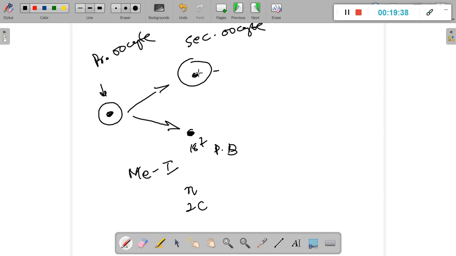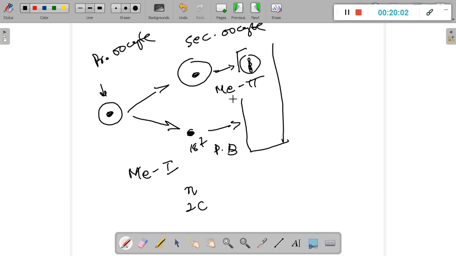So here the events start to take place: prophase 2 and metaphase 2. The chromosomes that were here will be aligned on a metaphase plate like this, right? So what happens? The secondary oocyte starts to undergo meiosis 2. The polar body also starts to undergo meiosis 2. But both of these structures, again, for the second time, are now frozen at metaphase 2 of meiosis 2.